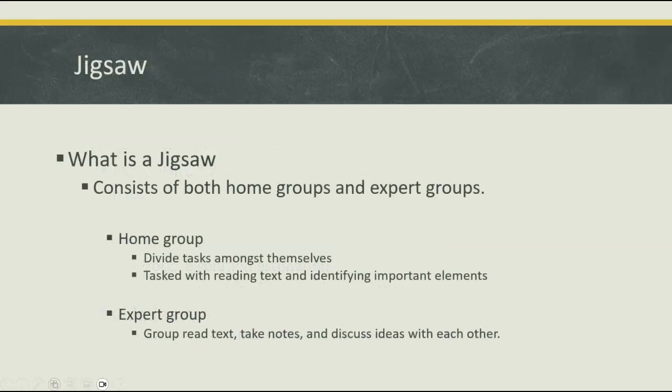So the jigsaw consists of 2 groups, the home group and the expert group. The home group in the mashup will be the roundtable group, and then the expert group will still be the expert group. So the home group, again, divides tasks amongst themselves, reads the text, identifies important elements and aspects, and divvies them up, deciding who's going to tackle what.